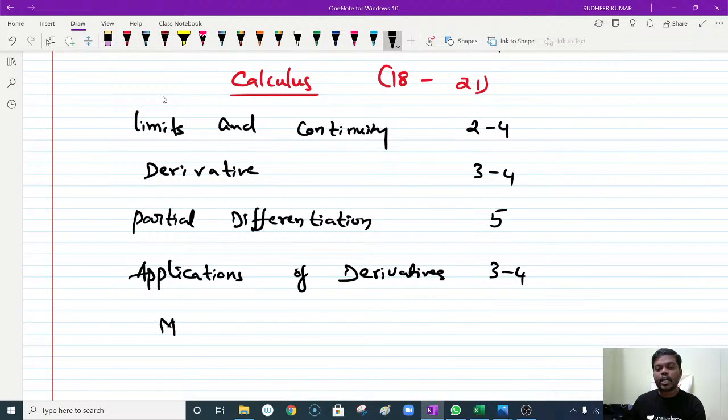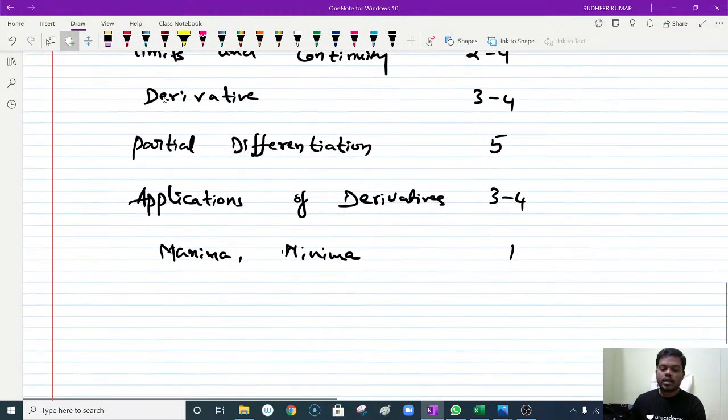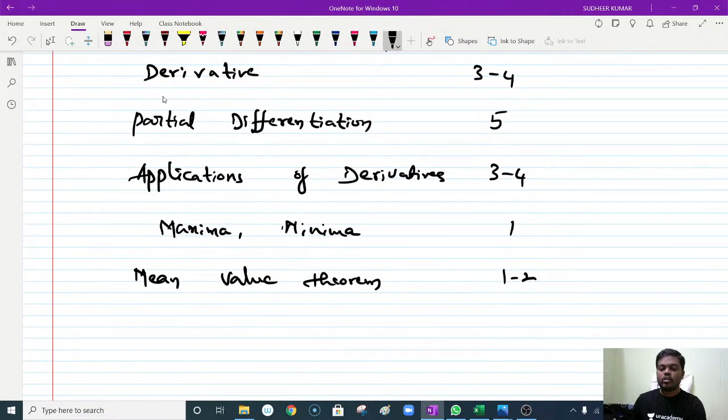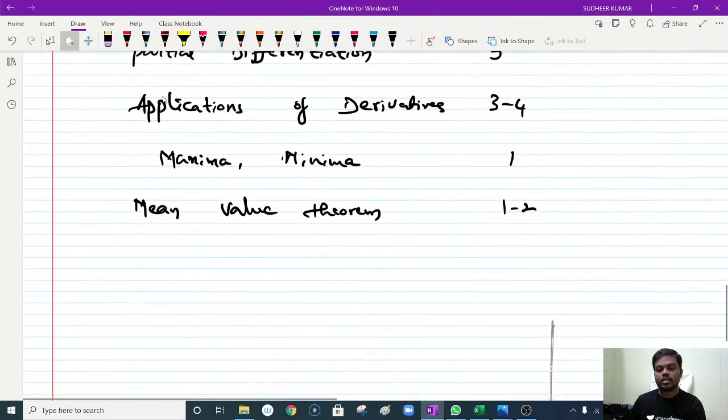Next, maxima and minima, one mark. Next, mean value theorem, 1 to 2 marks. These all come under applications only, though separately given. So applications of derivatives are completed.